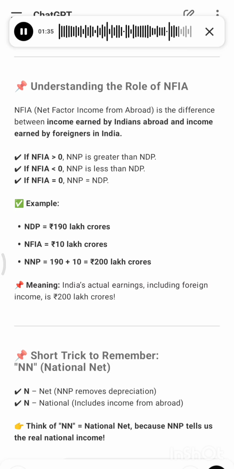NN, national net. NNP removes depreciation. National includes income from abroad. Think of NN equals national net, because NNP tells us the real national income.